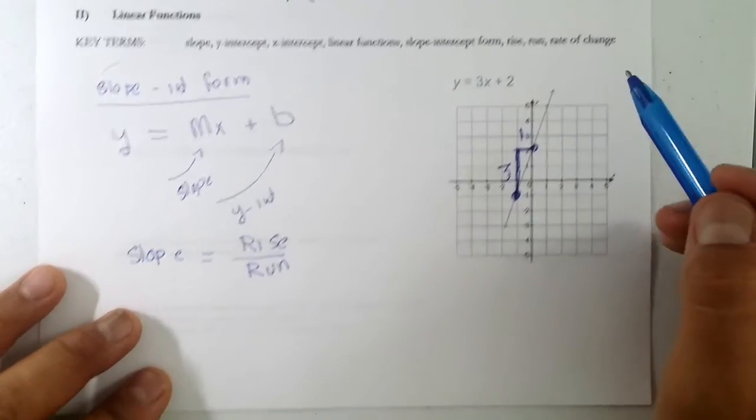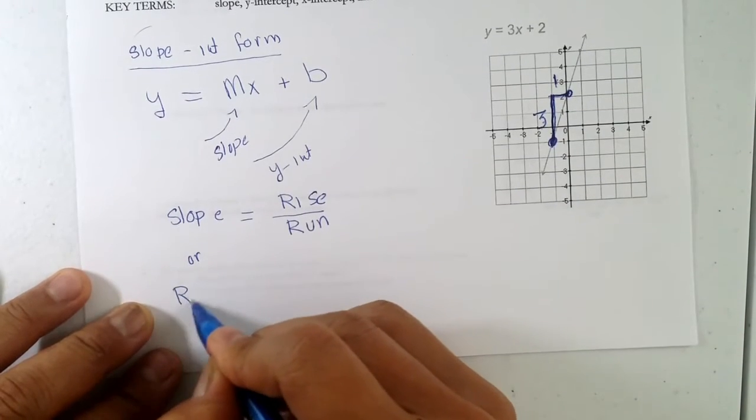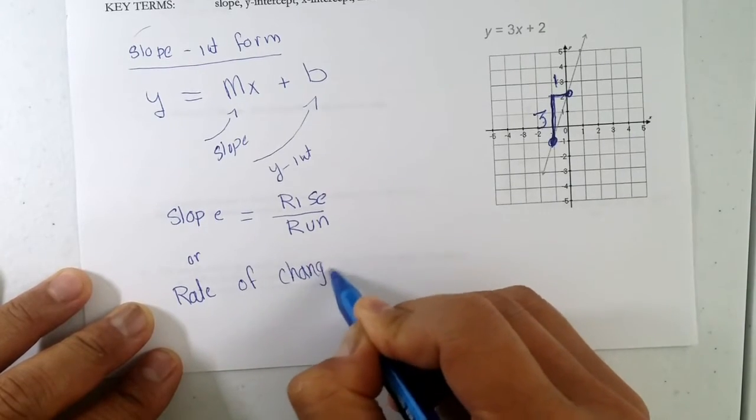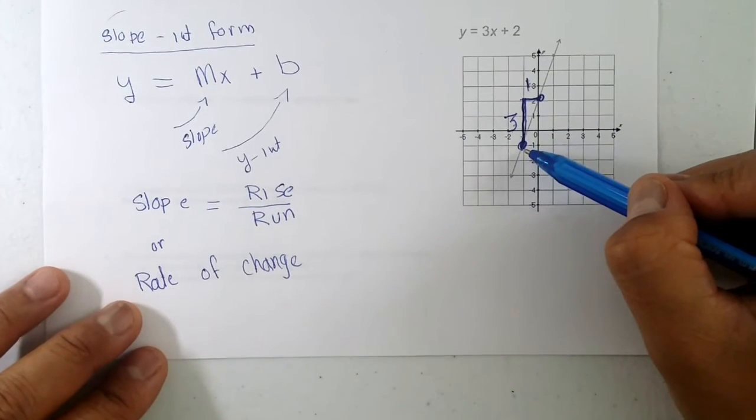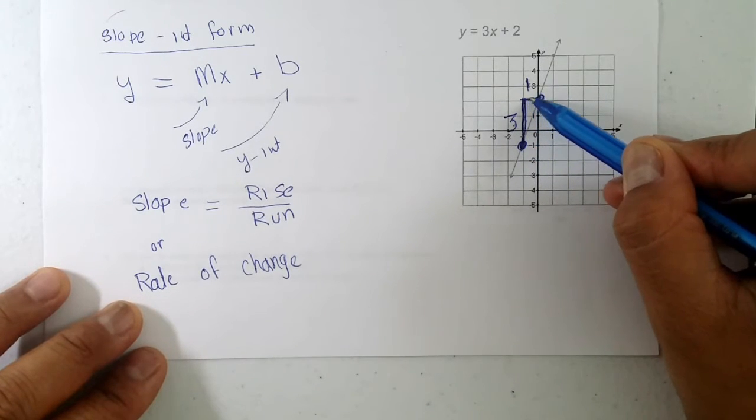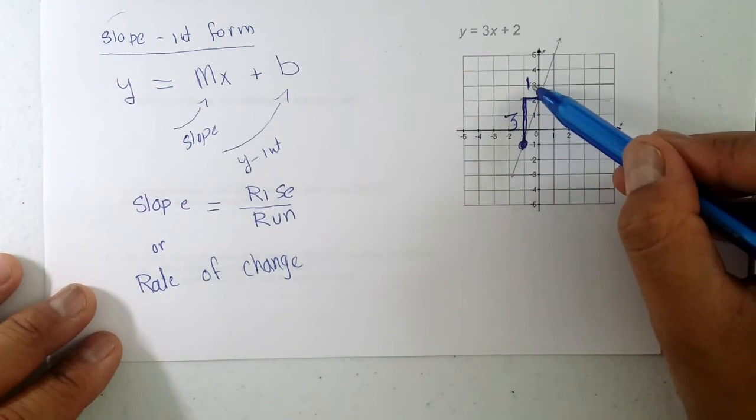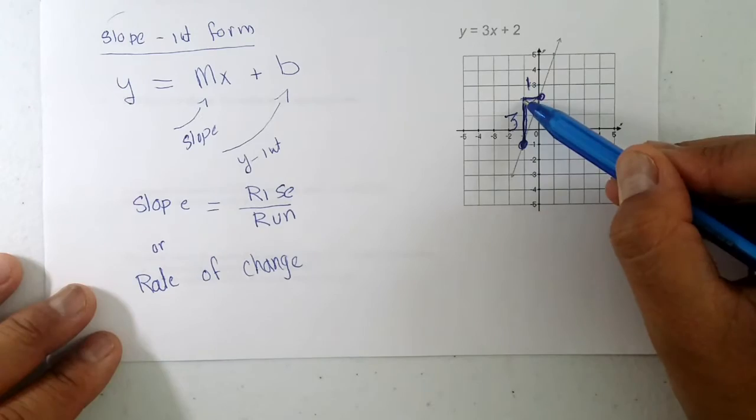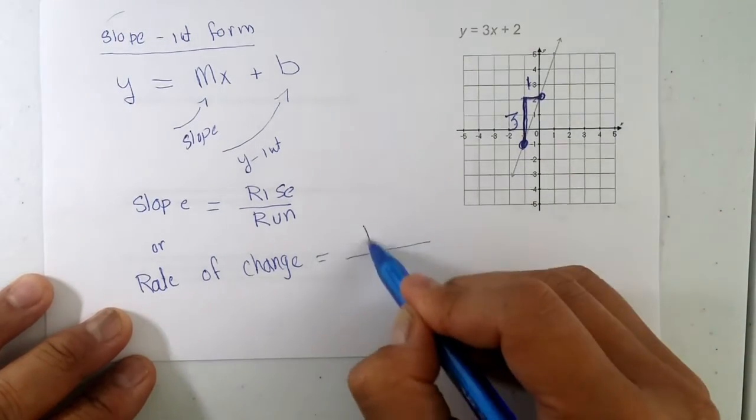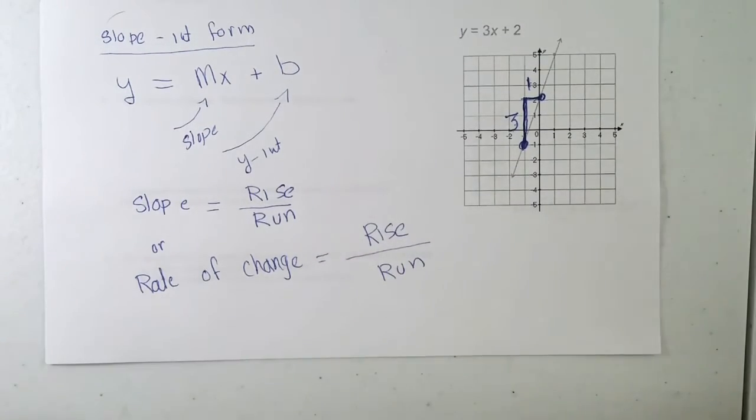Rate of change. The rate of change is another word that means slope. Okay. We are moving 3 units up per 1 minute. For every 3 steps, it took you 1 minute. So rate of change is also rise over run. Okay, so rate of change is the same as slope.